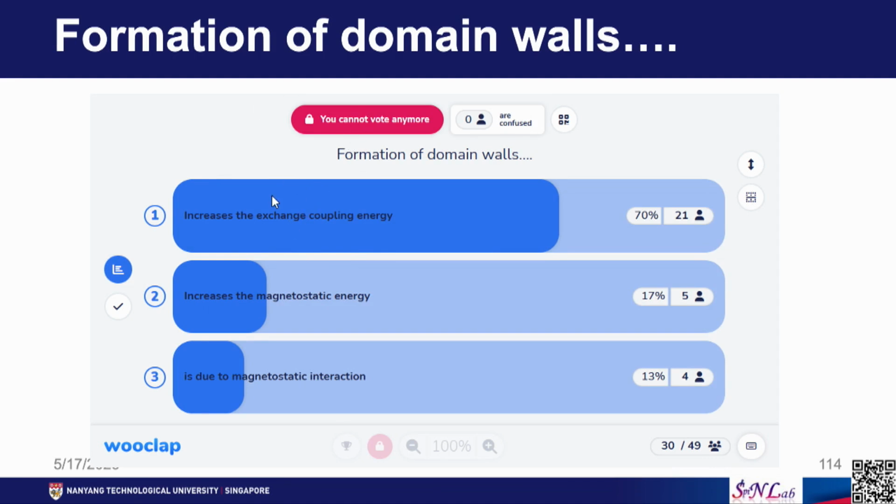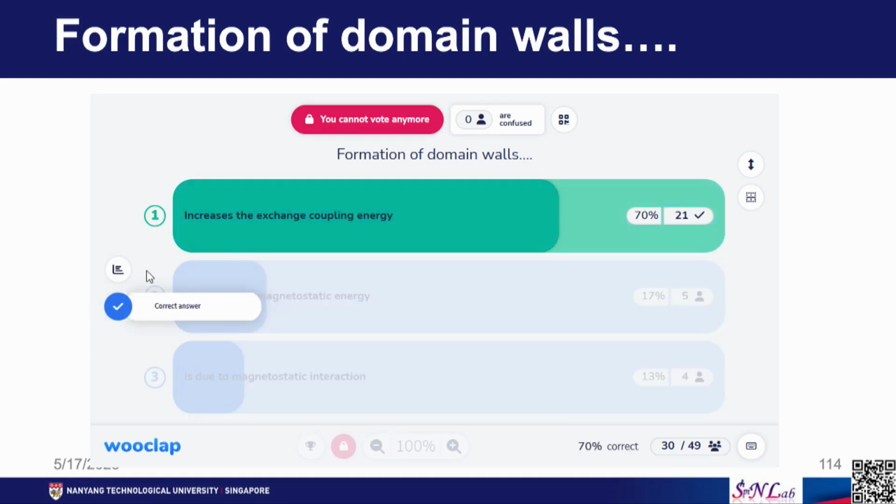Okay, majority of you are right. Formation of domain walls increases the exchange coupling energy, because your neighboring spins are not parallel, they have a certain angle, and because theta is not 0, we have some increase in the exchange coupling energy. So, this is the correct answer.